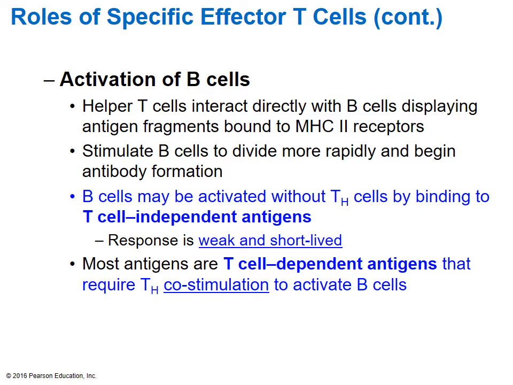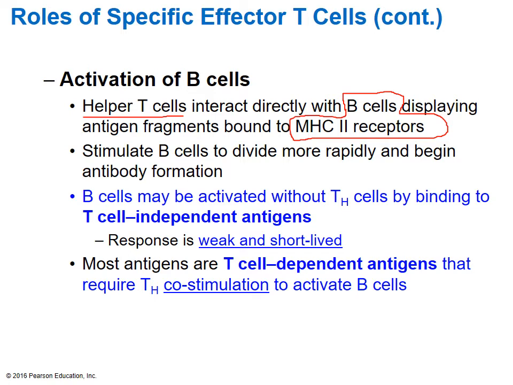Well, what we see happening is that in order to fully maximize their activation, it turns out that the helper T cell will need to become involved because it will be able to communicate directly with the B cells through their MHC class 2 receptors. Because remember, class 2 is only for antigen presenting cells, which a B cell is as well. Once you have that interaction between the helper T cell and the B cell, we see that the B cell will divide at a much quicker rate and antibodies will be formed in an accelerated format.